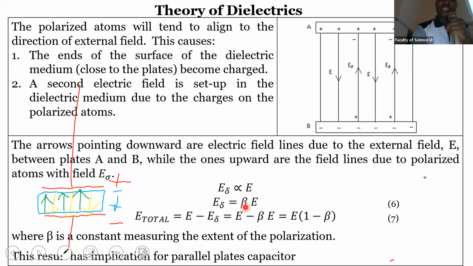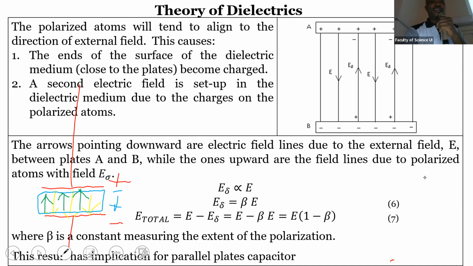We already established a relationship between E delta and E, which is that E delta is equal to beta E. Then we can replace this E delta with beta E, and we have this expression, which we can simplify further to be the product of E and 1 minus beta. So beta is a constant that measures the extent of polarization.